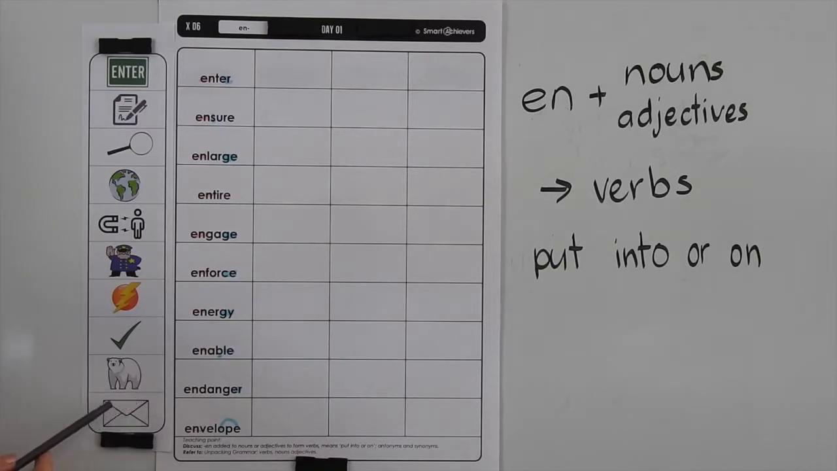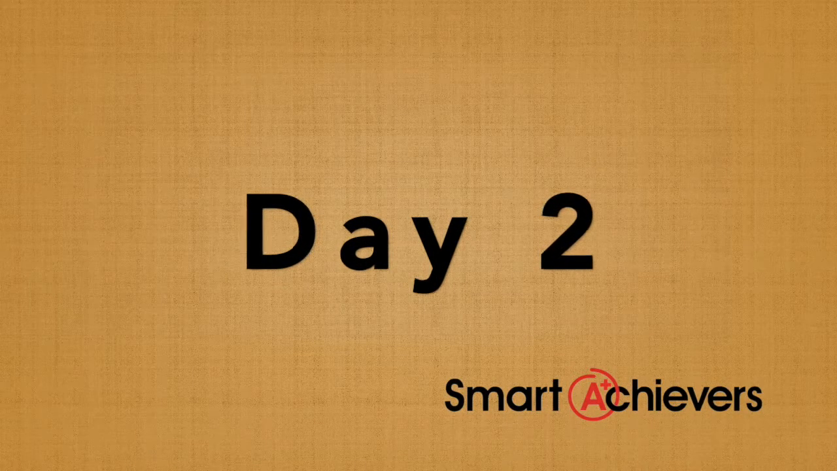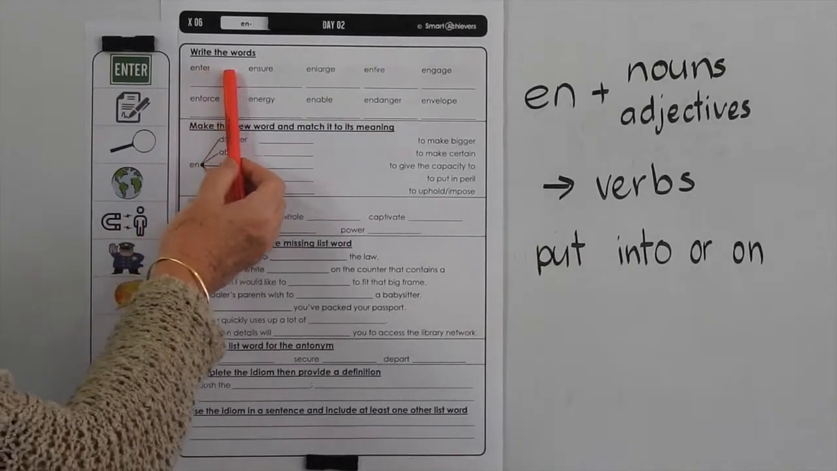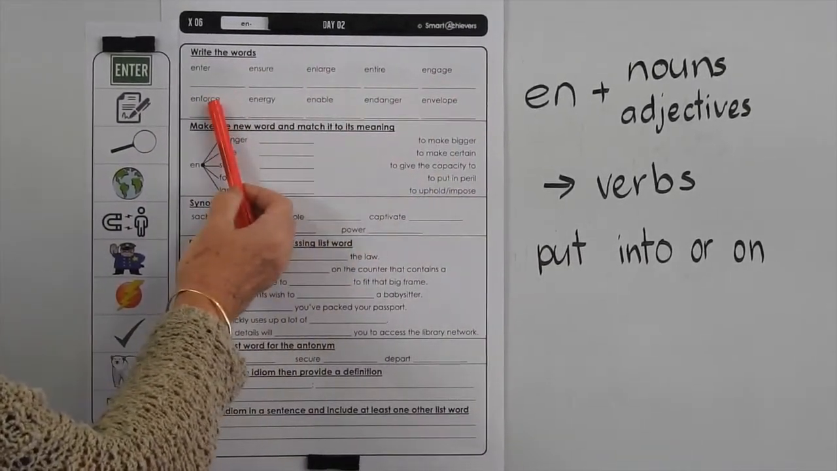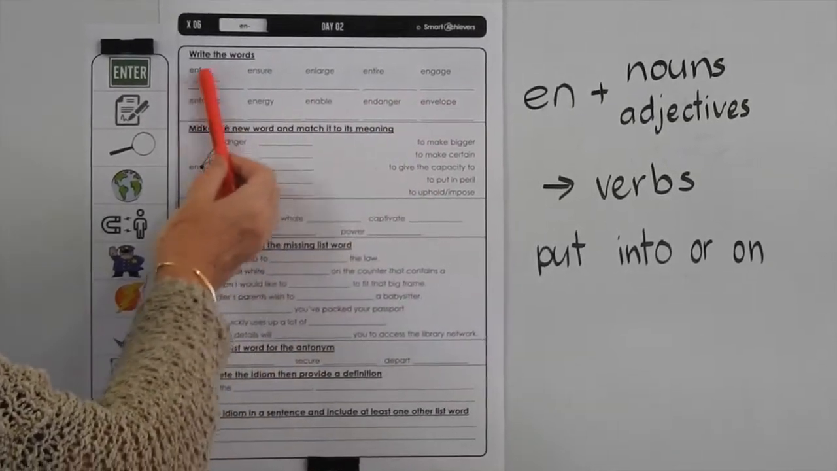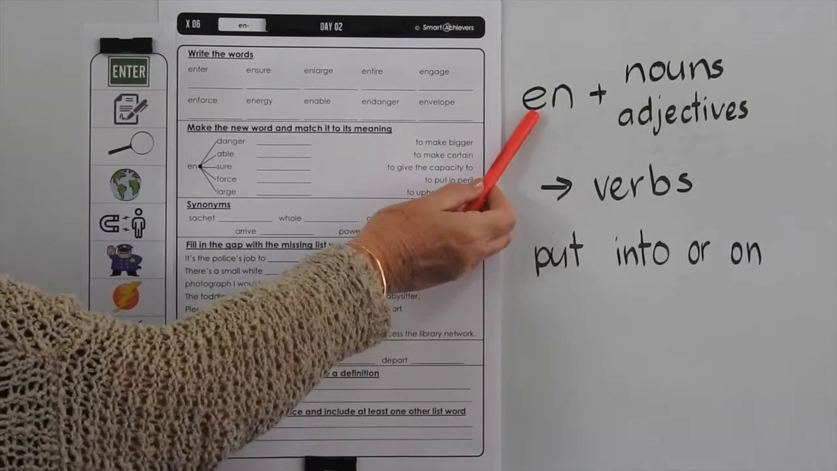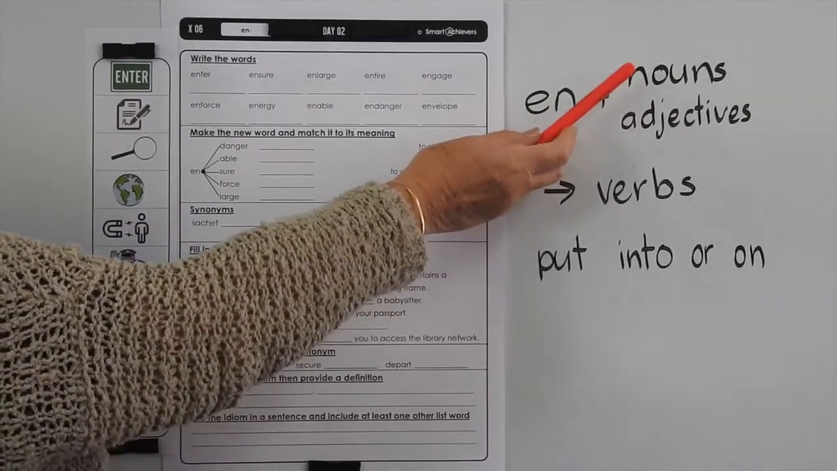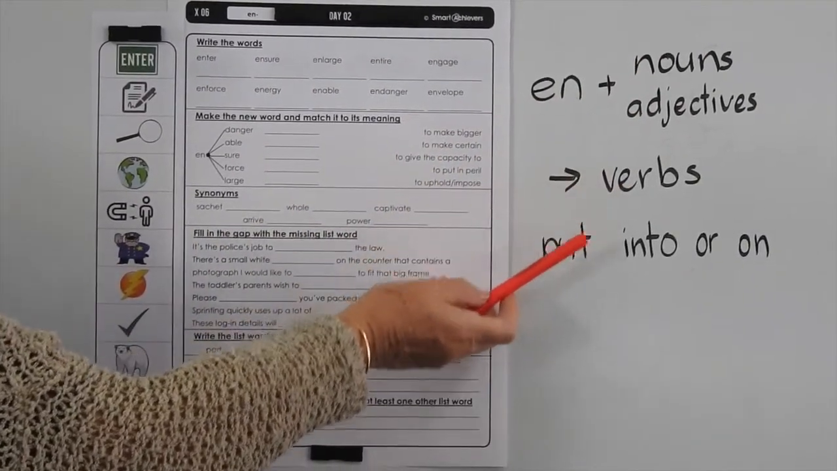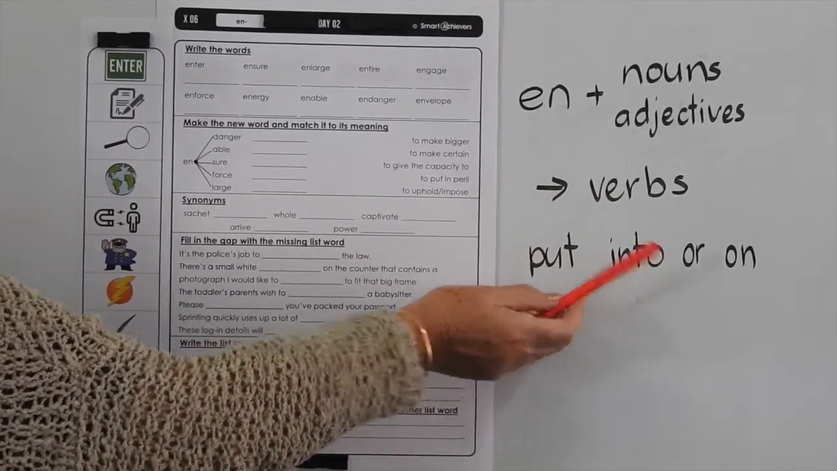Now there is an idiom which includes the word envelope, and it's to push the envelope, which means to go beyond the boundaries. Remember, when you're going through these words at the top, make sure you highlight anything that may help you spell them a little easier. So the prefix "en" we add to nouns and adjectives to form verbs, and it means to put into or on.